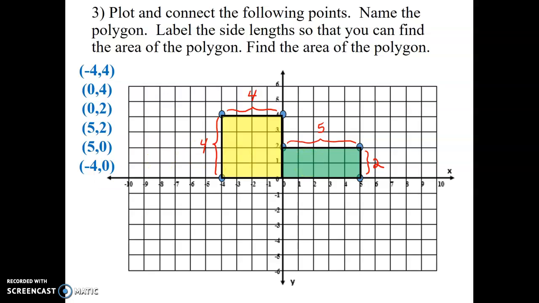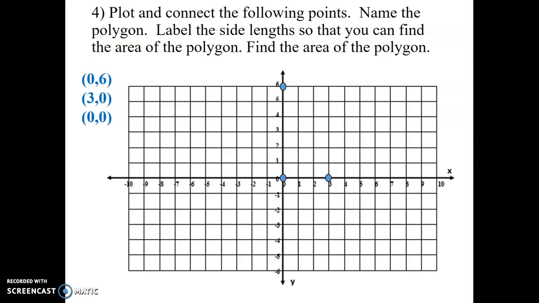So when I go ahead and fill that in, my area of 16, my area of 10, now I'm going to combine those because this is all one figure. So I'm going to take 16 plus 10, which gives me an area of 26 square units. This is called decomposing figures.